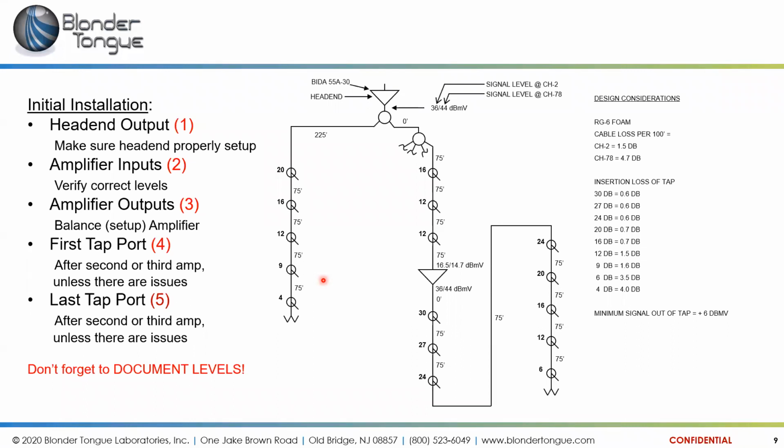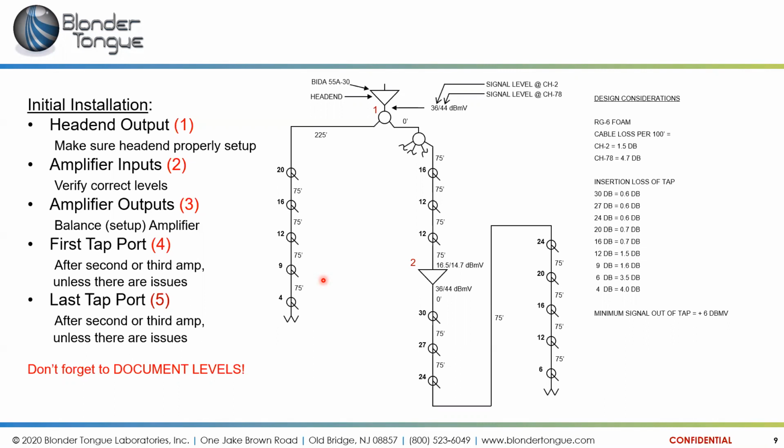So going back to looking at the initial installation. First off, I'm going to look at my head end output, verify that's position number 1 here on the chart. Verify that my head end is set up properly. I have the appropriate output out of my head end. If I don't have the right starting signal level, how can I hope to accomplish a balanced system through my distribution? Then I'm going to look at my amplifier input to my next amplifier.